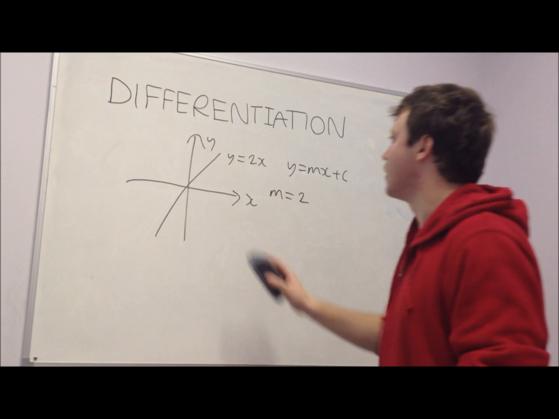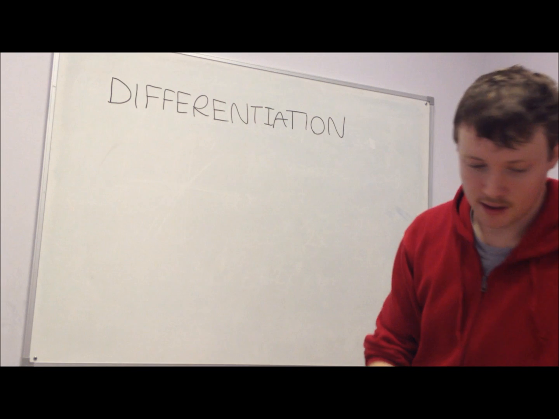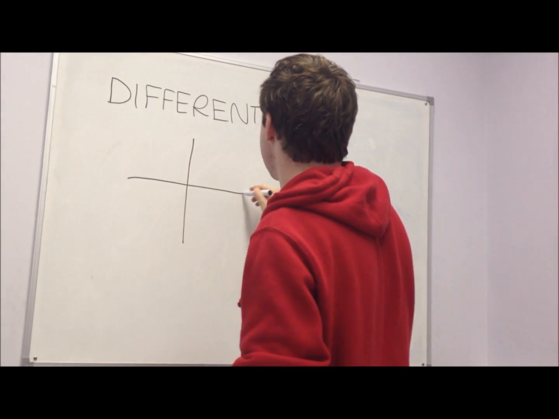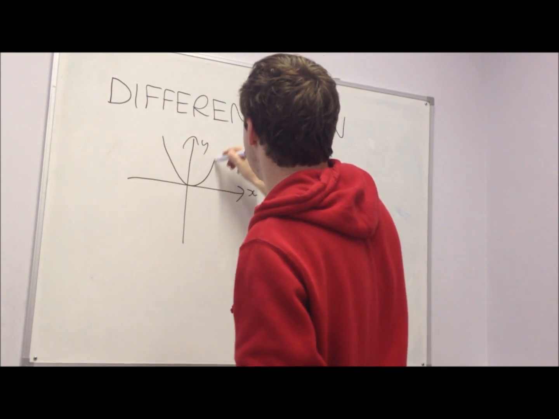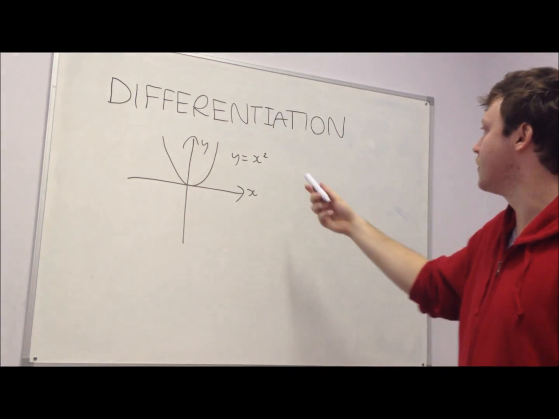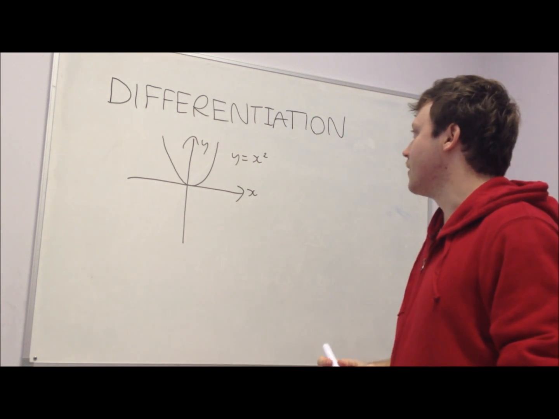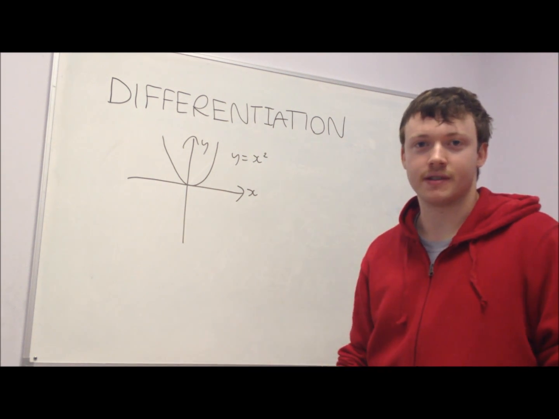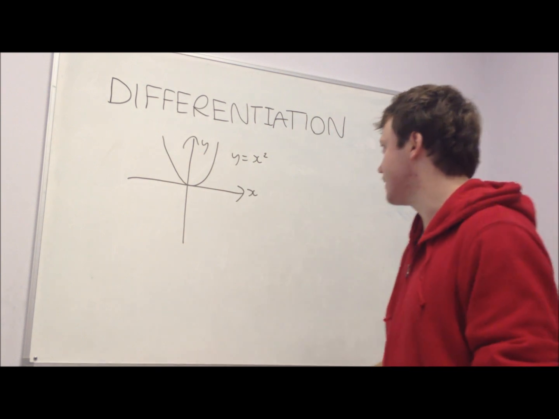However, what do we do when we have a curve? Take the graph of y equals x squared. With this equation, we have no general equation of the curve to compare it with. So in order to obtain the gradient at any point, we need to do this process which is known as differentiation. And this is done as follows.